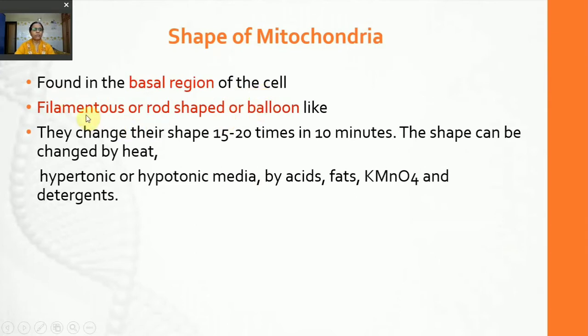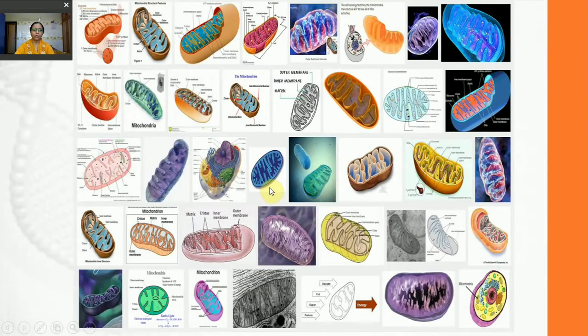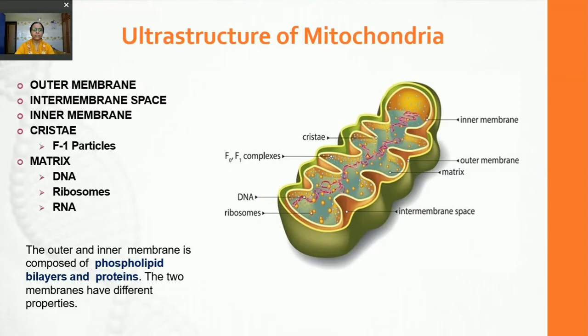The shape is generally filamentous or rod shaped or balloon-like. The shape changes 15 to 20 times in 10 minutes and it can be changed by heat, hypertonic or hypotonic media and also by some acids, fats, potassium permanganate and detergents. You can see here the different shapes of mitochondria. Let us study the ultrastructure of mitochondria.